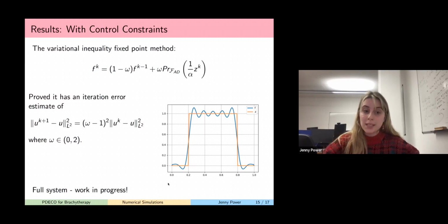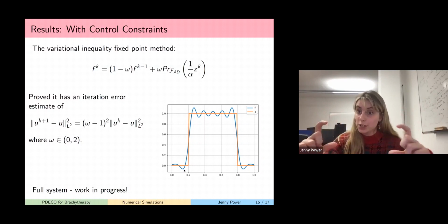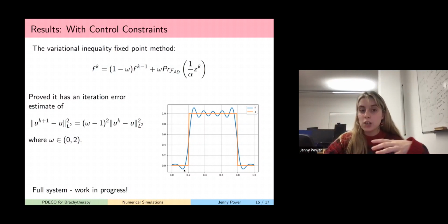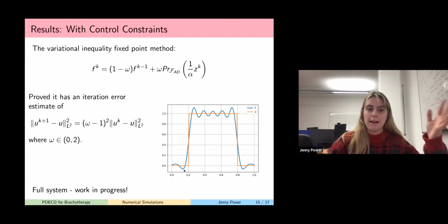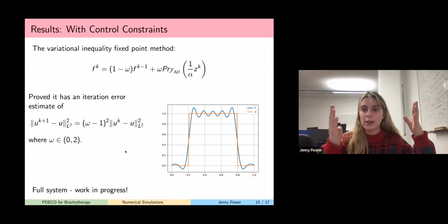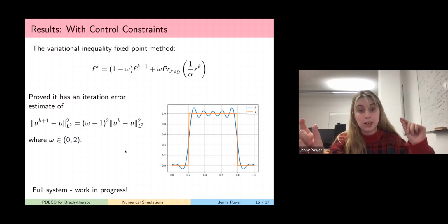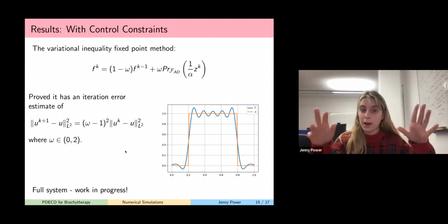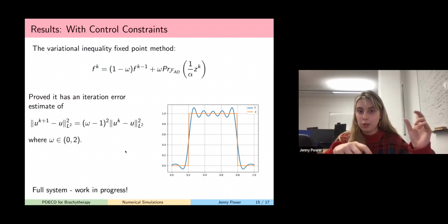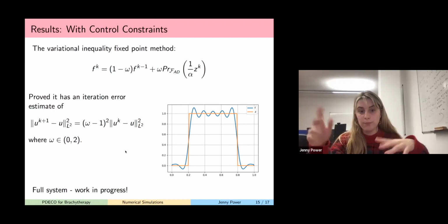But we did show that this method, just for the variational inequality step, does have an iteration error estimate of this given here. So it's the L2 norm squared of the k plus 1th iterate minus the actual exact solution is omega minus 1 squared times the L2 norm of the previous iterate minus the true solution, squared.